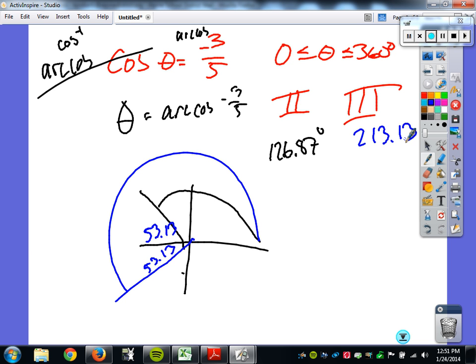Check it out with your calculator. Notice, by the way, negative 3 divided by 5 is negative 0.6. Go ahead and put in the cosine of 126.87 for me. And what do you get? Give me the other one. Cosine of 213.13. What do you get?